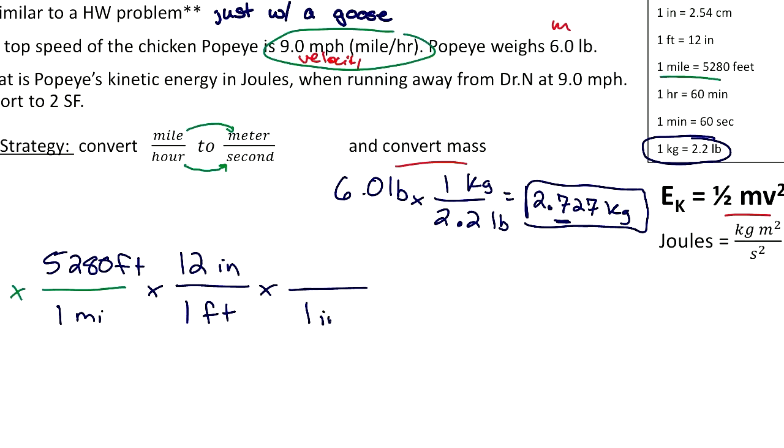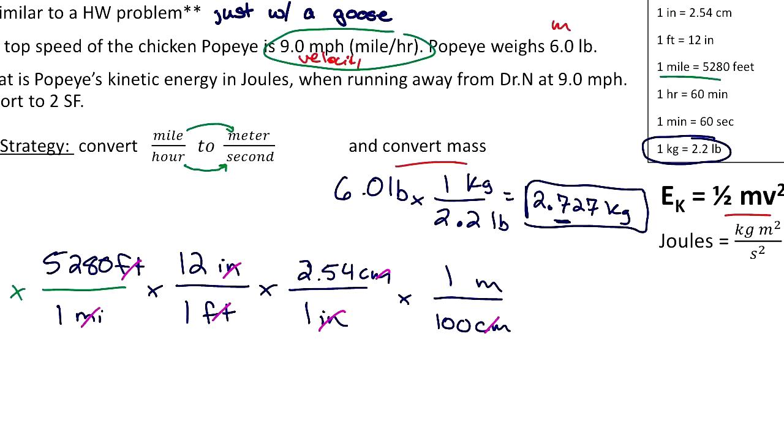I'm going to speed this up. 1 inch, 2.54 centimeters up top. And then from centimeters, I want meters. So centimeters on the bottom, meter up top. The relationship there is 100 centimeters is 1 meter. Right? Okay. So if we finish right now, miles would cancel, feet would cancel, inches would cancel, centimeters would cancel.